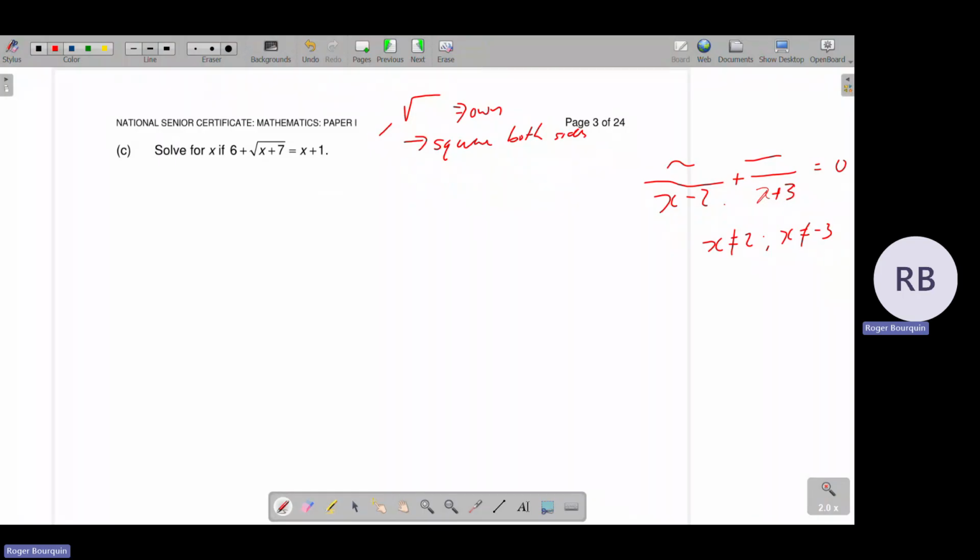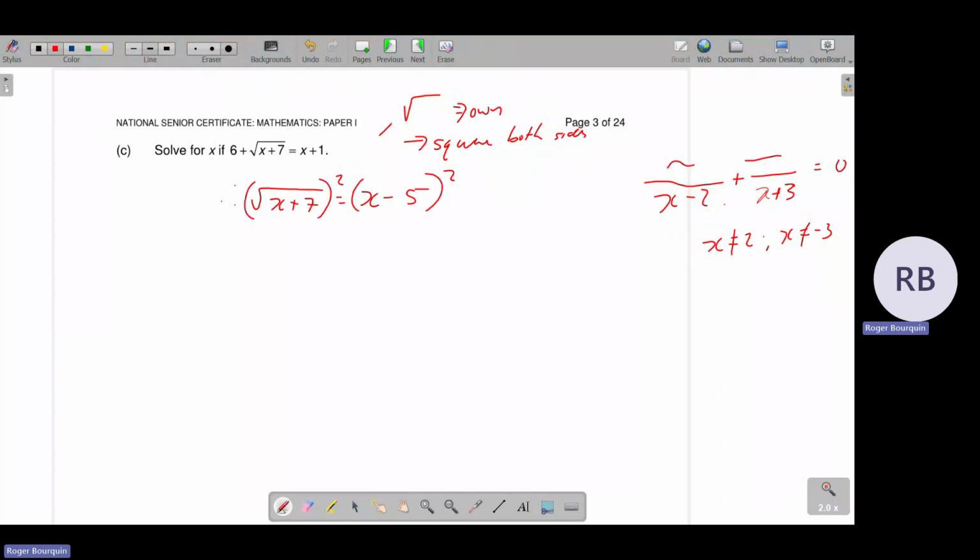Okay, so the first step is what? Isolate the square root. Okay, isolate this. So you're going to get root x plus 7 is equal to x plus 1 minus 6, which is x minus 5, right? Are we happy with that? Okay, now we're going to square both sides of the equation.